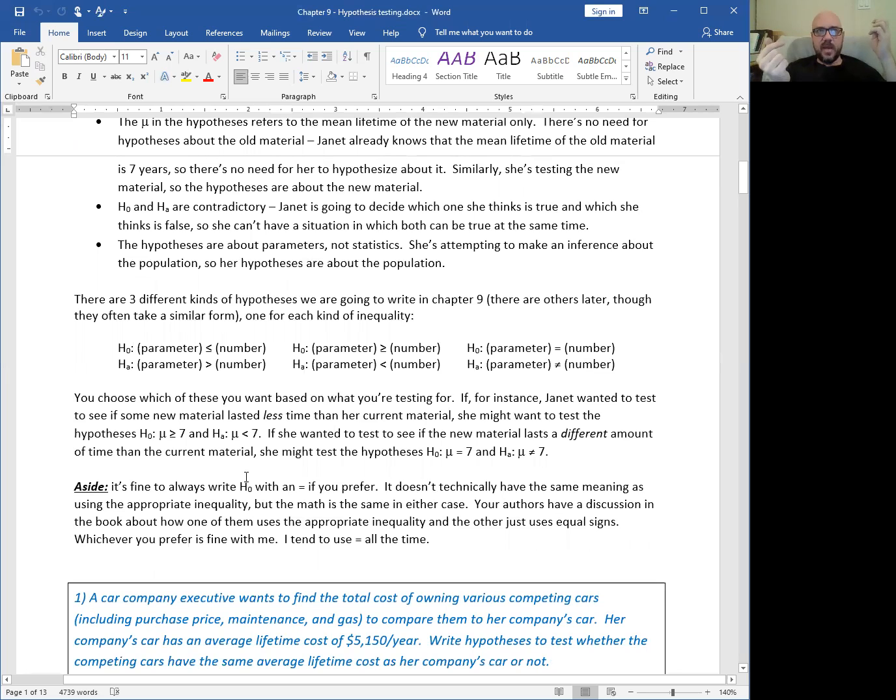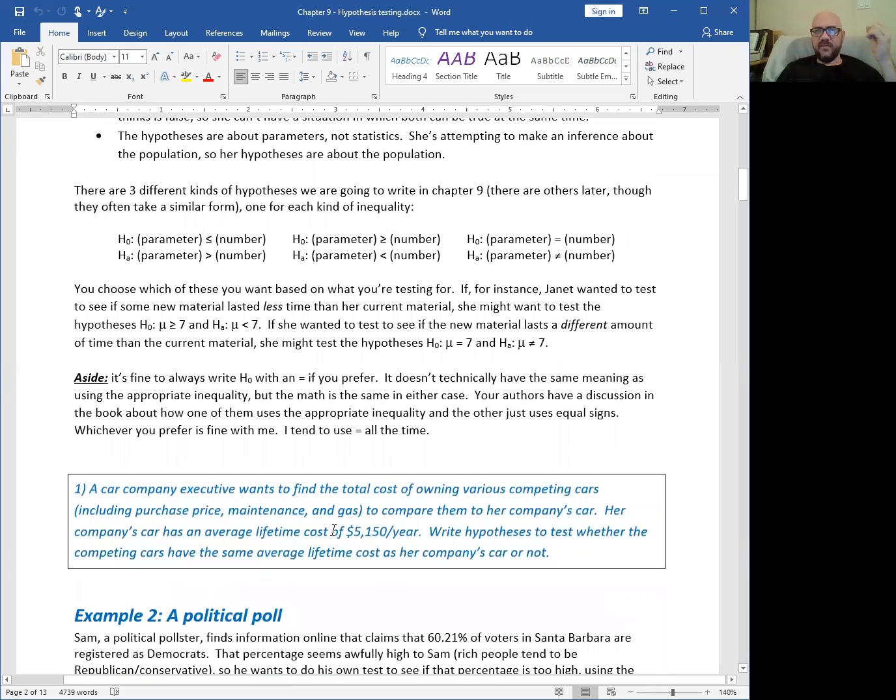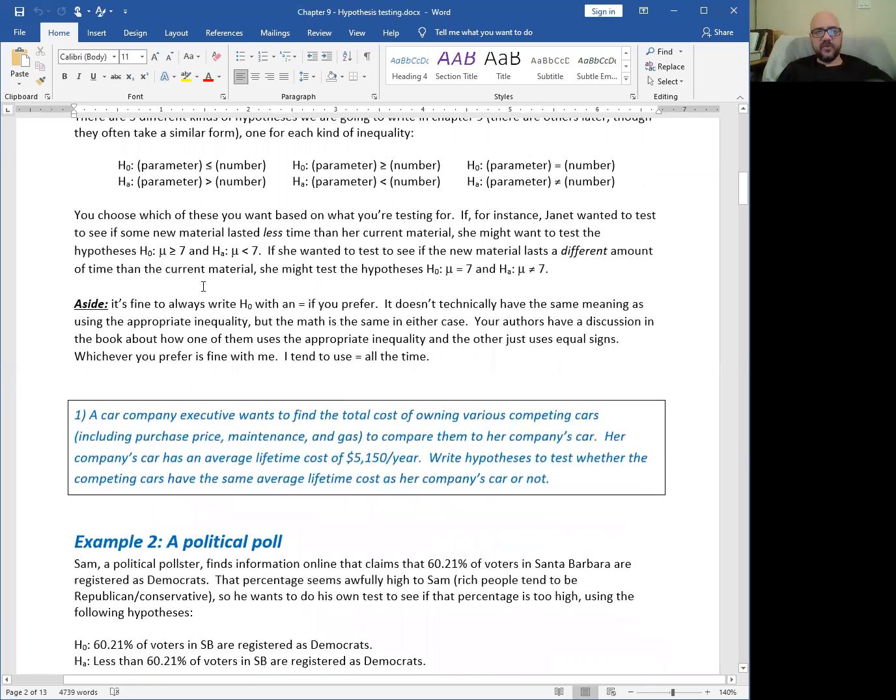And as I'll explain mathematically in a couple of videos, it turns out we don't use the less than part of it. We only use the equal to part of it. So I feel like that explanation didn't clear things up very well. I will encourage you to read your book. The authors have a little discussion about how one of the authors of your book just uses equals all the time in the null hypothesis, and the other one specifically tries to go greater than or less than, to be the opposite of whatever this is.